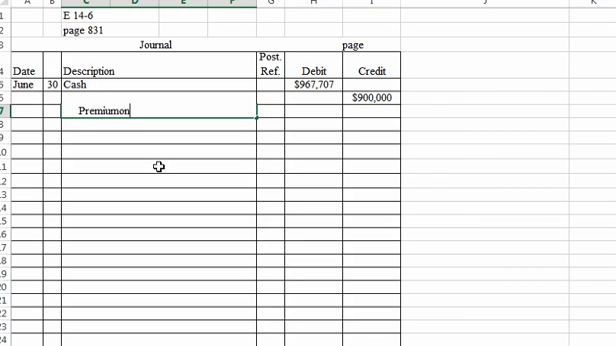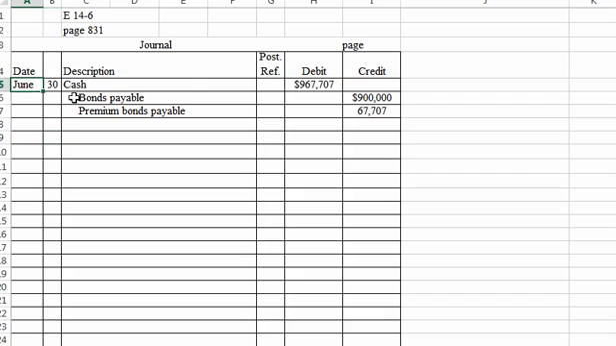And we'll credit premium on bonds payable. Boy, that's not at all how you spell premium. There we go. For the difference, $67,707. Okay, so our entry balances, and that's the entry for the issuance of the bonds. Okay, number two, prepare the journal entry to record interest on December 31, 2016 at the effective rate.